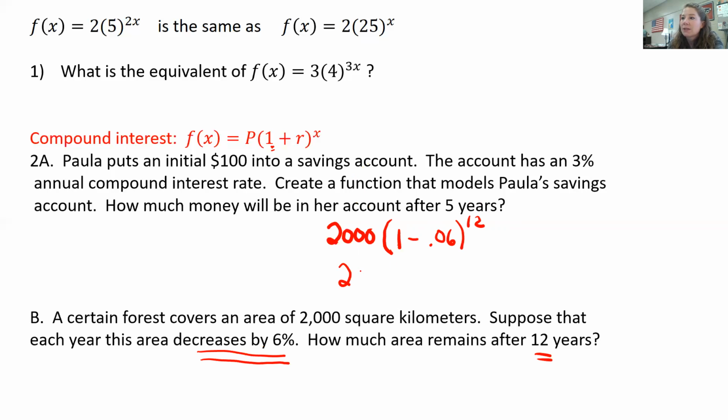So our acreage, our square kilometers is shrinking. So 1 minus 0.06 is 0.94. So 0.94 raised to the 12th power. I'm going to plug that right in my calculator, using parentheses exactly like I see it: 2,000, parentheses, 0.94, parentheses, raised to the 12.